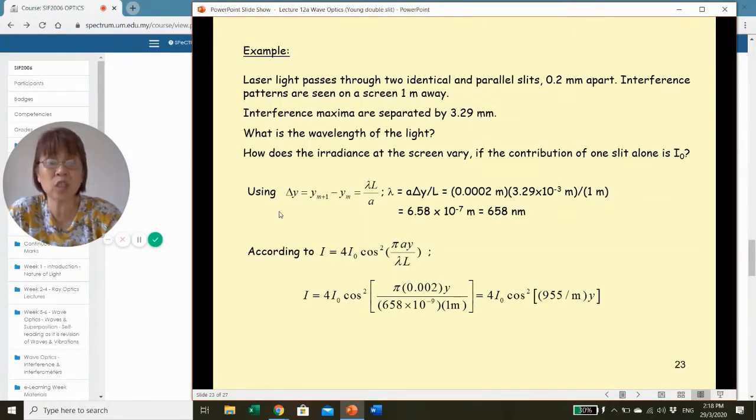That's very simple. We just use the equation delta y equals lambda L over a. So lambda equals delta y over L multiplied by a. You substitute these values in meters, and that gives you 658 nanometers. And if you use the irradiance equation here, your irradiance will vary according to 4I0 cosine squared of 955 per meter multiplied by y.